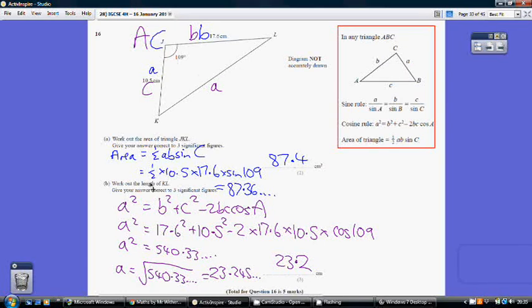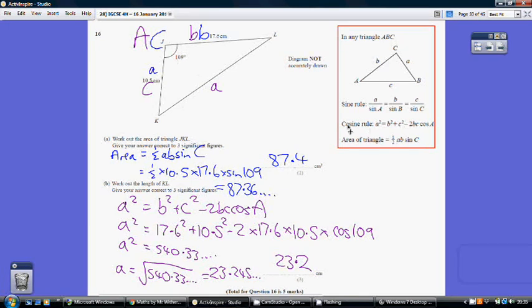Now for part B, I'm trying to work out the side KL. Now I can't use the sine rule because I don't know a pair. There's no occasion where I know the angle and the opposite side. But what I do have is a situation where I have a side, the trapped angle, and a side, which means I need to use the cosine rule.